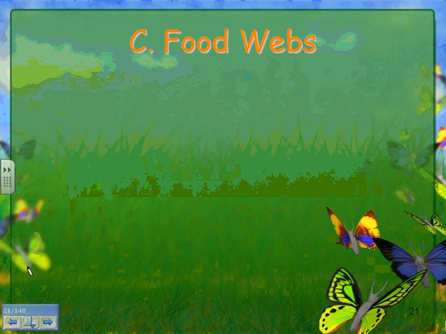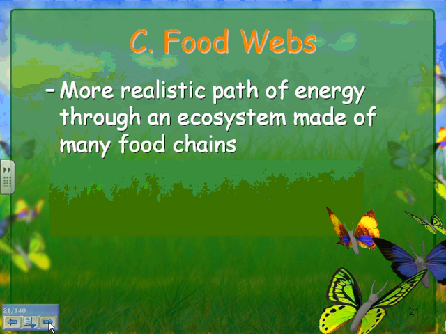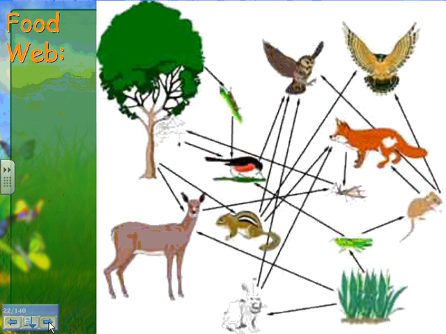Food webs are more complicated and more realistic, and so that's what I was hinting at earlier. This is showing you the interactions that are much more likely to happen in real life. So this is a more realistic path of energy through an ecosystem made of many food chains put together. So here's a food chain, or food web. It's much more complicated than the other ones that we were looking at, but if you spend some time looking at it, it's really not so bad.